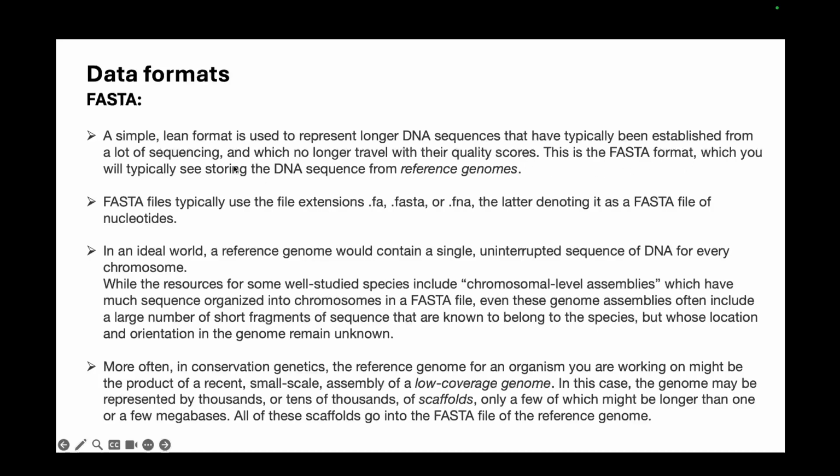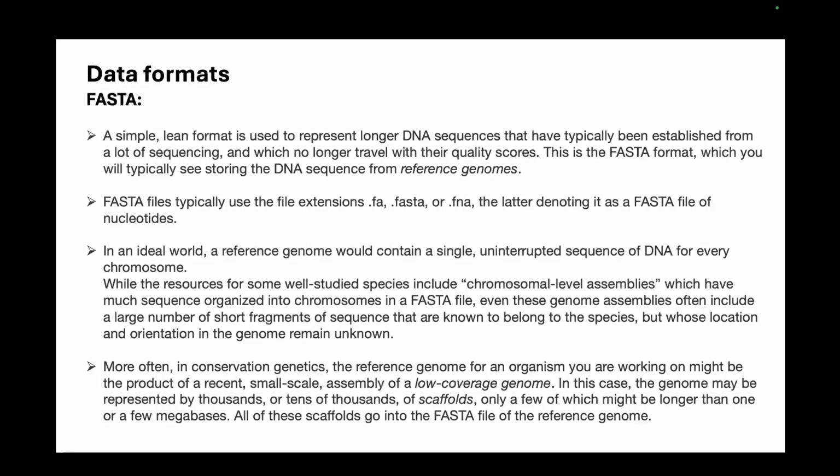This is a FASTA format which we will typically see storing the DNA sequence from reference genomes. FASTA files typically use the file extensions .fa, .fasta or .fna. .fna basically means nucleotide. You can also have a FASTA sequence of proteins, with single-letter amino acids written one after another. But in most cases, if it's not a protein, it's nucleotides. So it's either a .fa or a .fna.